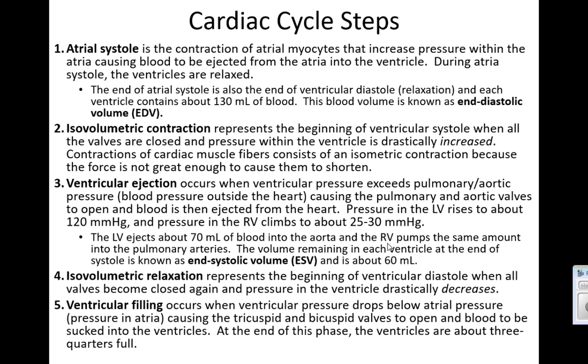Isovolumetric relaxation occurs next. Beginning of ventricular diastole, when all the valves become closed again, pressure in the ventricles must drastically decrease, because we're decreasing pressure to try to bring blood back into them. Establishing pressure the opposite way now, not out but in. And that allows us to then refill the ventricles, which is step 5. That occurs when the ventricular pressure drops below atrial pressure, causing the tricuspid and bicuspid valves to open, and blood to get sucked into the ventricles. At the end of this phase, ventricles are about 3/4 full.